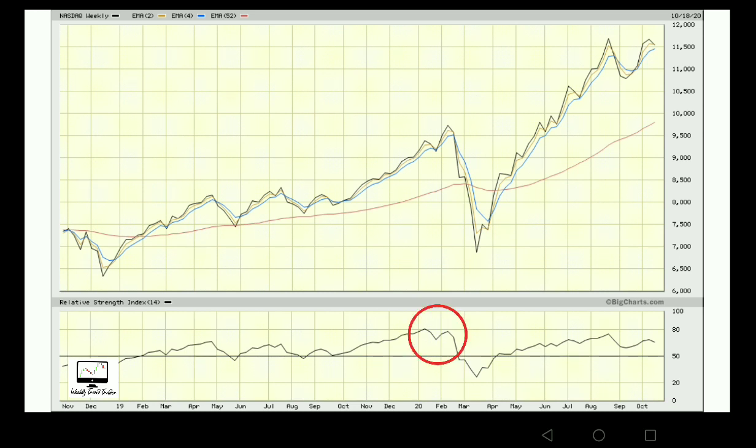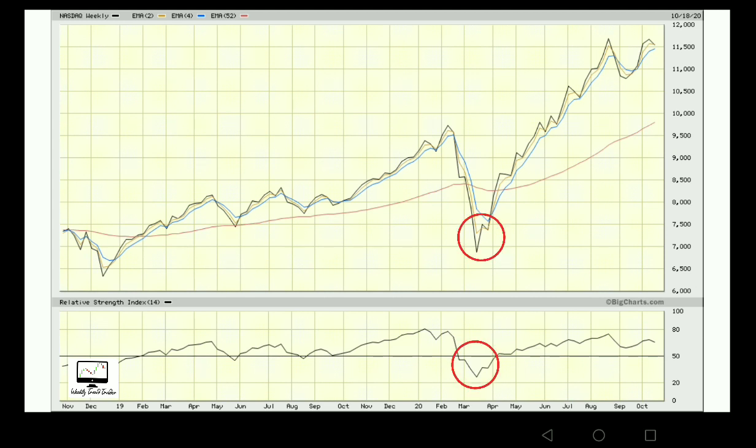It's at the 80 level. 80 is overbought. It's telling us that this market is overbought. It's at the 80 level plus a double top. Short this one. The market reverses. It falls all the way to 7,000 where we start to bounce and recover.